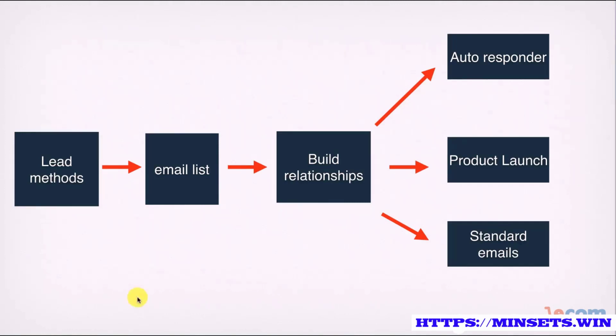Now, this is the kind of standard procedure we use for our email marketing. We have our leads method, and whatever that is, it could be your abandoned checkouts, your purchases, your lead magnets. We have an email list where our leads go to. We build relationships, and then we send out autoresponders, product launches, and standard emails. And these are what make us some money, right? It's a completely standard business model. Big companies do it, small companies, legit companies, not so legit companies.